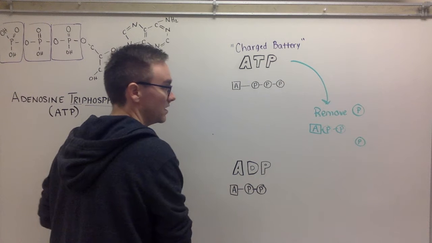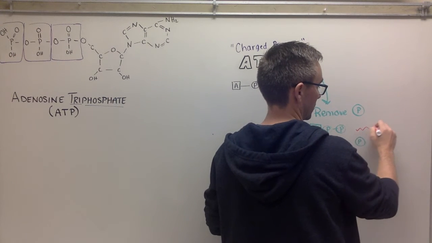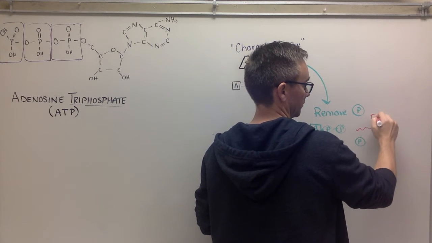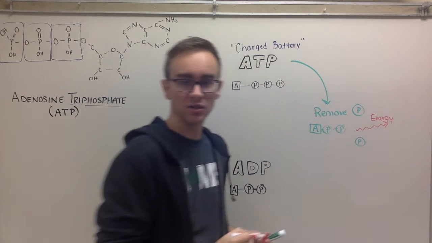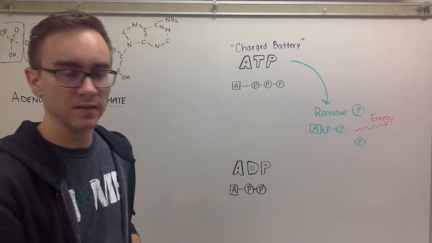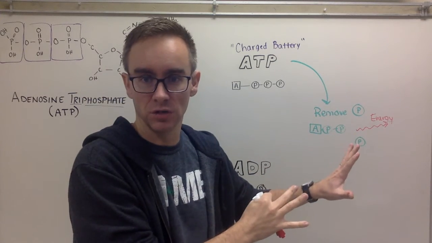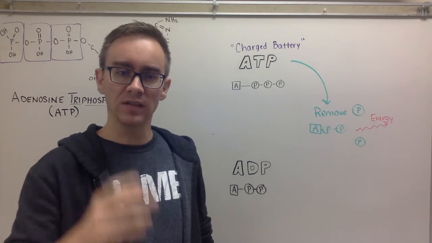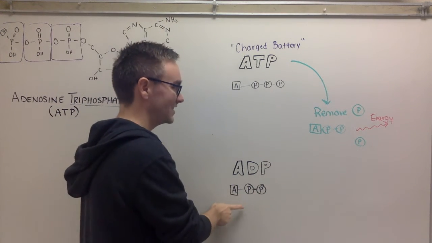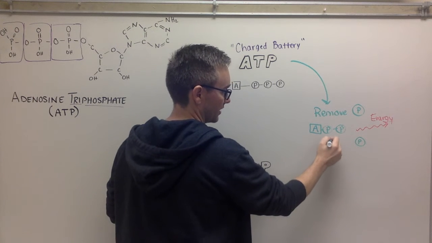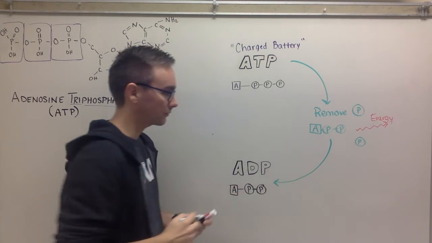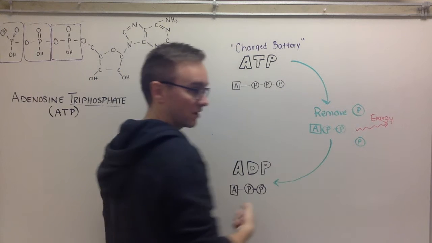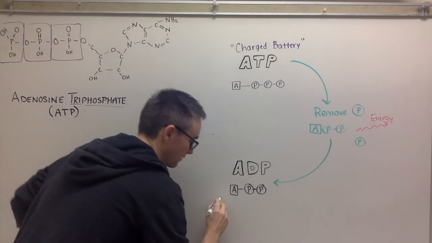When we break off that one, energy is released outward. That energy can go do something that we need it to do. But now we have not a triphosphate, we're only down to two. So now we have ADP, right? I like to think if that is a charged battery, we just used its energy for something else. So now we have what I like to think of as a dead battery.